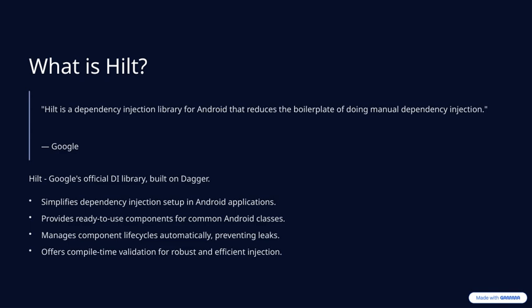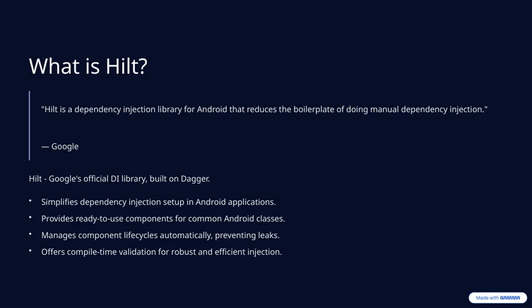Another key point is that Hilt provides ready-to-use components for common Android classes like activities, fragments, and services. This means we don't have to create these components from scratch. Hilt handles that for us. It also takes care of managing the lifecycle of these components, which helps prevent memory leaks and other lifecycle-related issues. This automatic management ensures our apps are more robust and reliable.